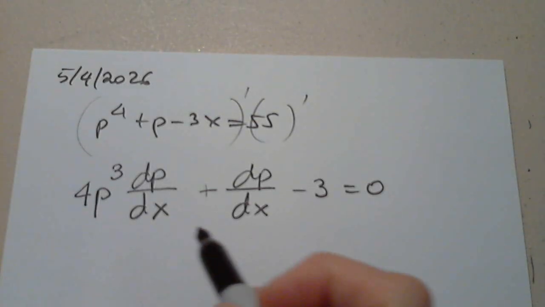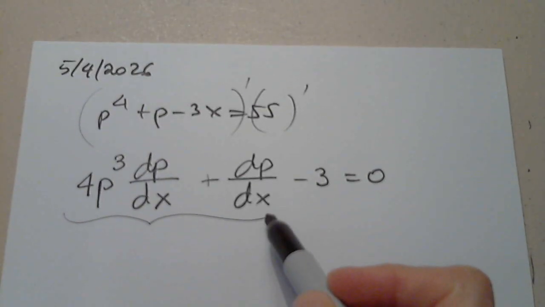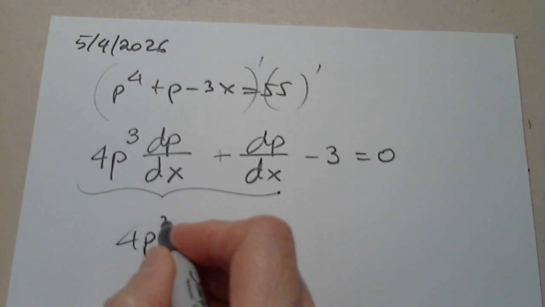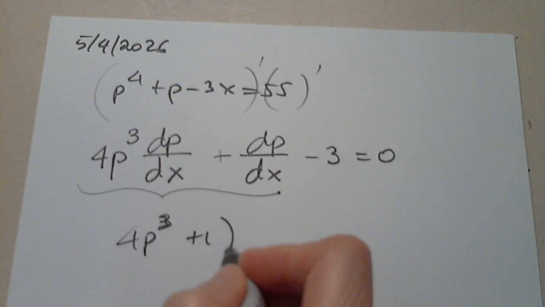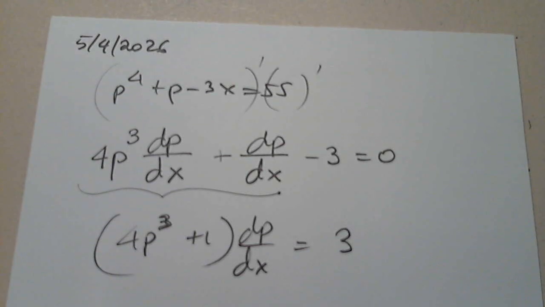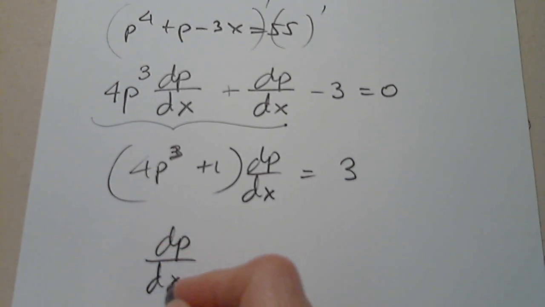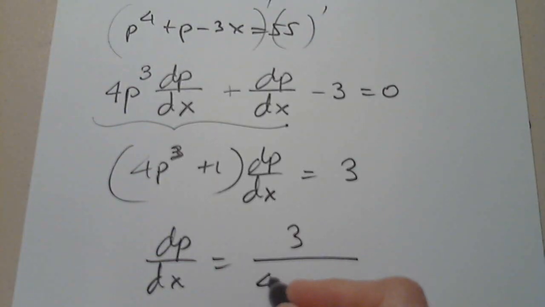Okay, so now we have to find dp over dx, but these are not like terms, so I have to factor out dp over dx and move 3 to the other side. All I have to do next is dp over dx equals 3 over 4p cubed plus 1. And that's all I needed to do.